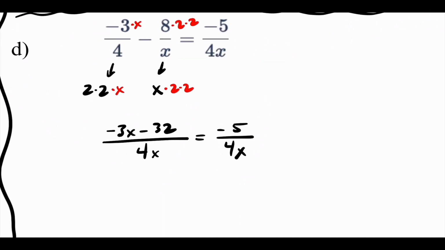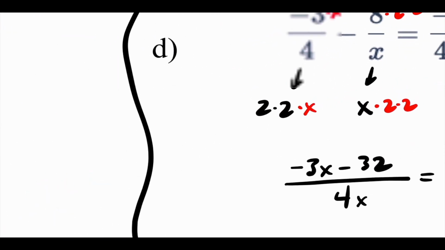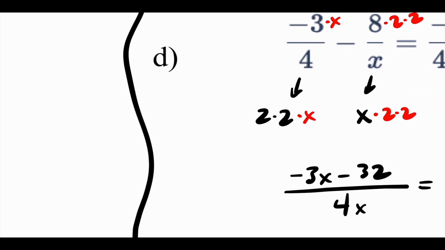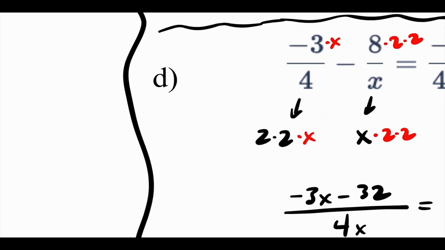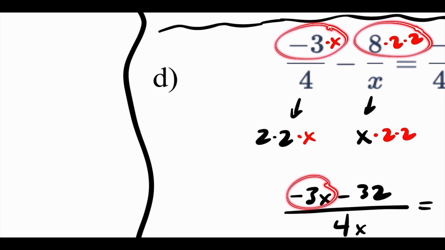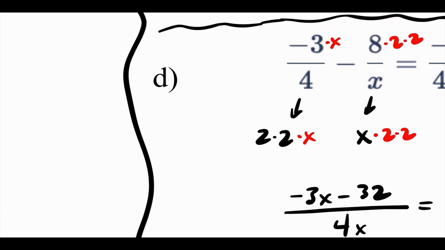Okay, so I did the first step, which was common denominator, get those 2 guys together. So the common denominator is 4x. First guy needs an x. The second one needs 2 times 2, which is 4. So -3x minus 8 times 2 times 2, which is -32. I stopped right there for a reason.